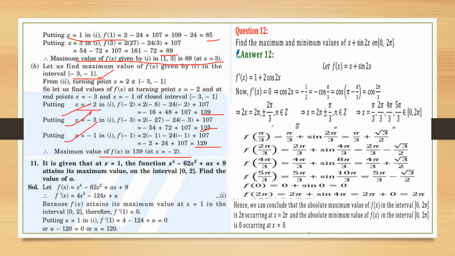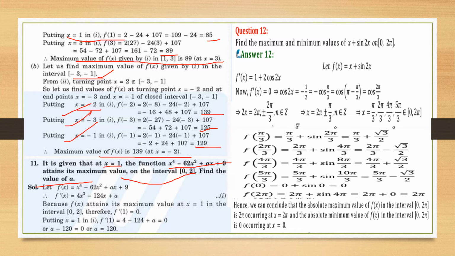It is given that at x equal to 1, the function attains its maximum value on the interval 0 to 2. Find the value of e. Now you know that at x equal to 1 the function is attaining its maximum, which means it is a critical point, and a critical point is a point at which the value of the derivative is 0. That means f dash 1 will be 0.